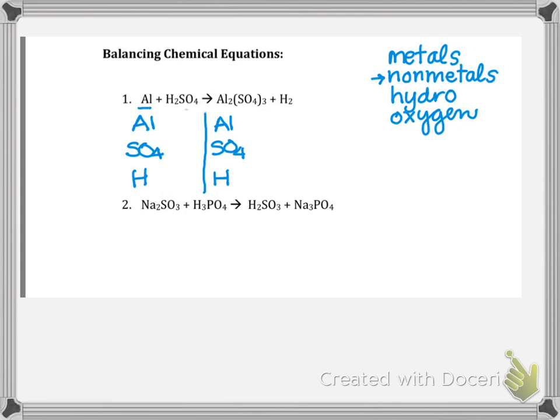I would say I have 1 aluminum and 2 aluminums, so I would put the 2 in front. Then this time I'd look at sulfates, and on this side right here, there's only 1 sulfate. On this side, I see the sulfate has a parentheses, and it has a 3. So what I would need to do is put a 3, and remember I can't put it in front of the sulfate, I can only put it in front of the whole formula, so I'd put my 3 there.